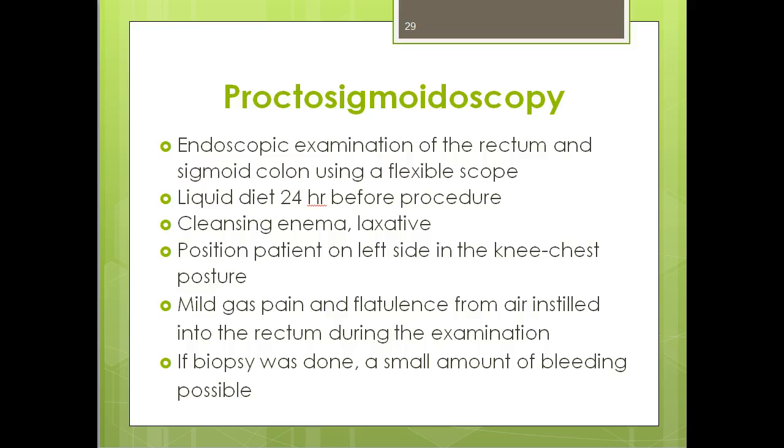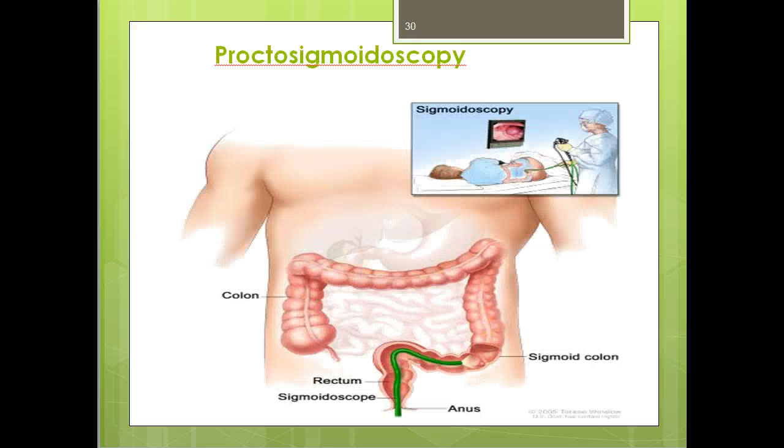So basically, a lot of these tests are named based on what part of the body or the GI tract they're trying to examine. And this is a picture here of the procedure.